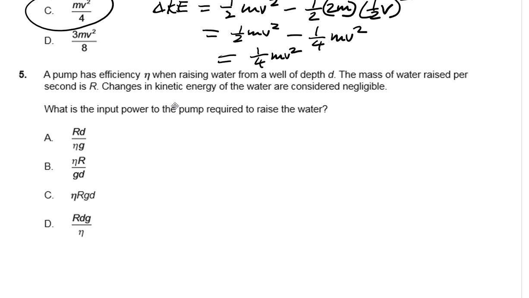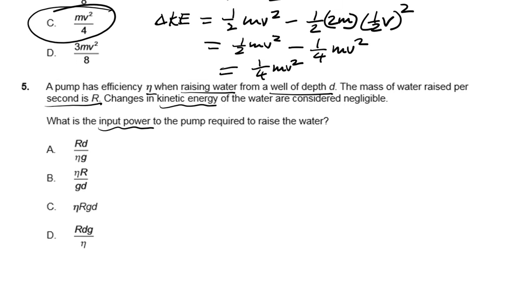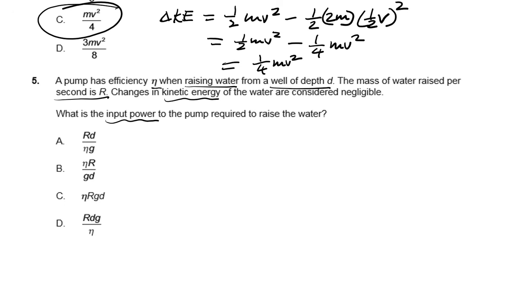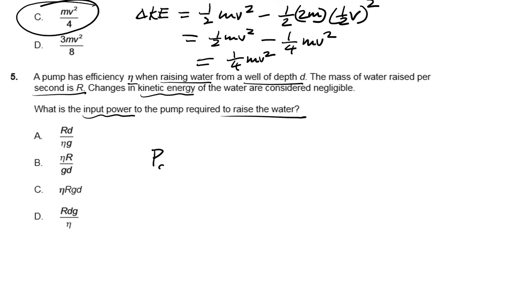Let's look at this. Pump has efficiency N when raising water from a well of depth D. The mass of water raised per second is R. Changes in kinetic energy of the water are considered negligible. Right? And so what is the input power to the pump? Okay, my screen is working weird. What is the input power to the pump required to raise the water?